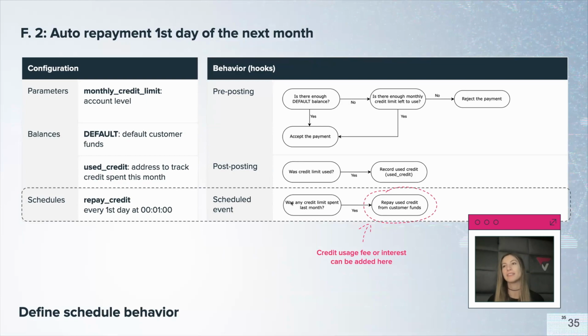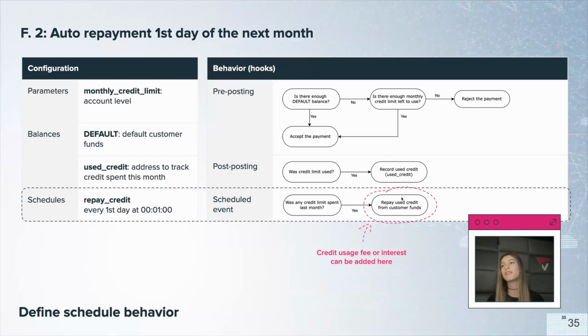And here I will first ask a question. Was any credit limit spent last month? And if yes, I will repay the used credit from the customer funds. Again, this may seem a little abstract at this point, but when we look at the first question, whether any credit was spent last month, I can easily evaluate that because I can just look at the state of the balance at the used credit address, which tracks how much of the used credit the customer spent during the last month.